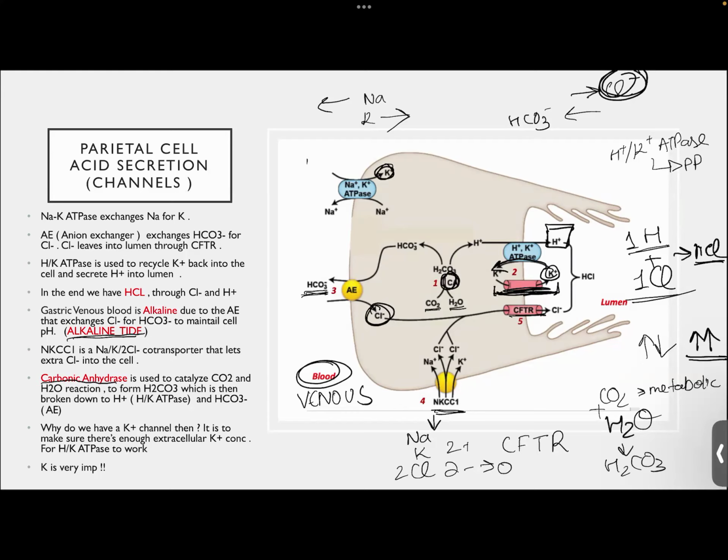But H2CO3 is not stable, and that's why it breaks down into 2 parts. This is the first part, HCO3 minus, and the second part is H plus. So HCO3 minus is going to be exchanged with the anion exchanger, and H plus is going to be exchanged with the H+/K+ ATPase, also known as a proton pump. And that's how the H plus comes into the equation. Earlier, I told you to forget about it, but now we see how we got this H plus in the cell, right?